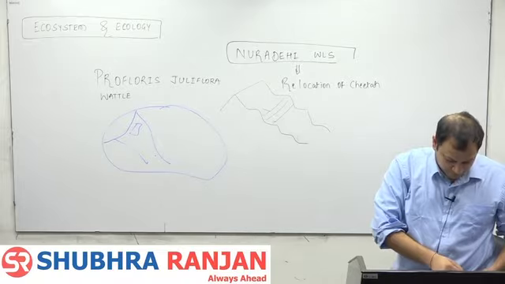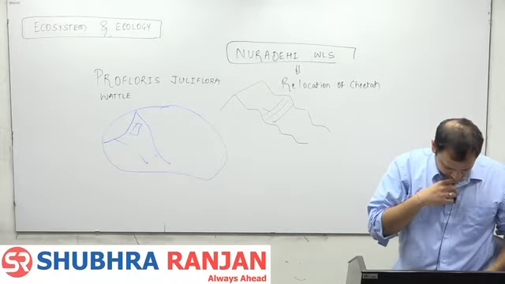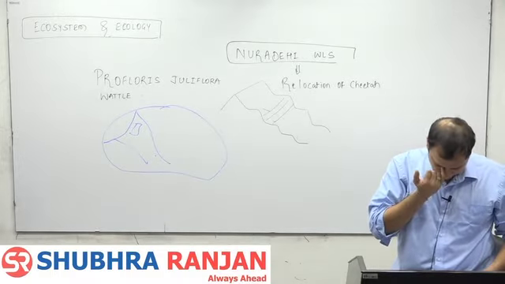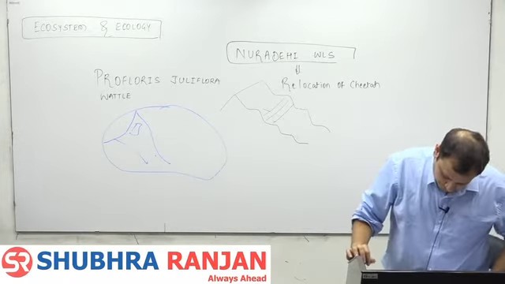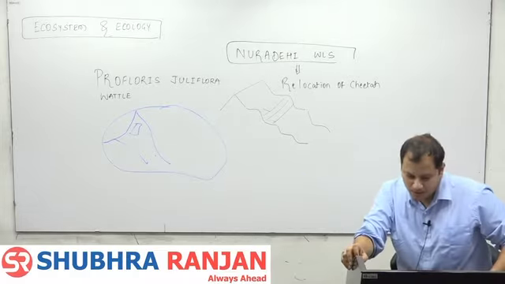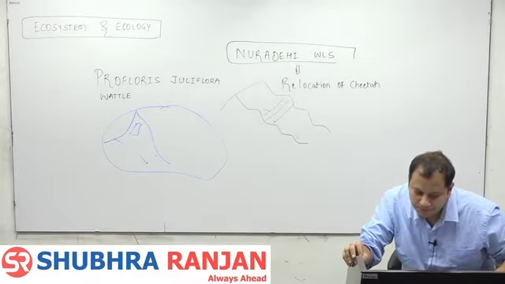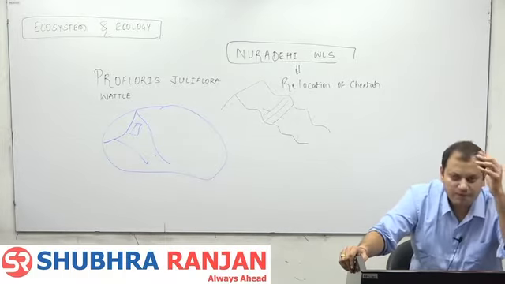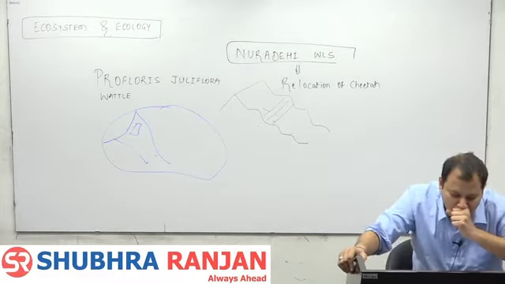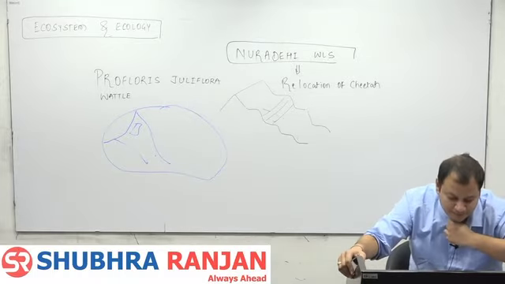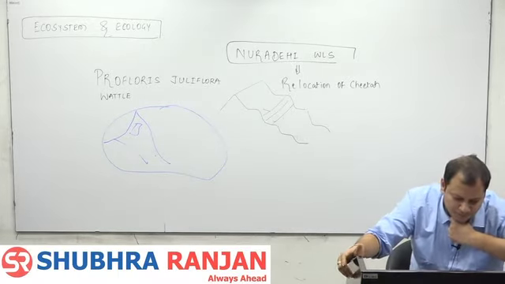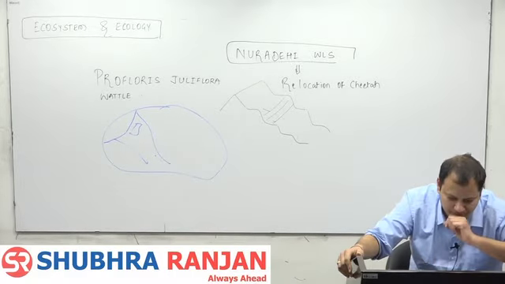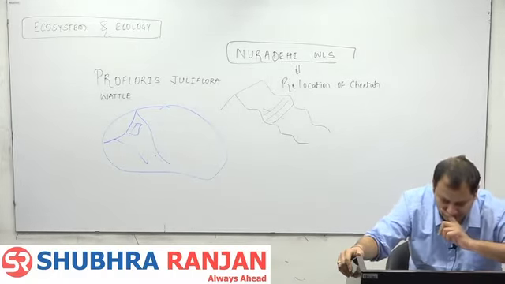Question number 25. We have done this. A sandy and saline area, मतलब Rann of Kutch. So Rann of Kutch में क्या है? Indian wild ass. Question number 25, Indian wild ass.